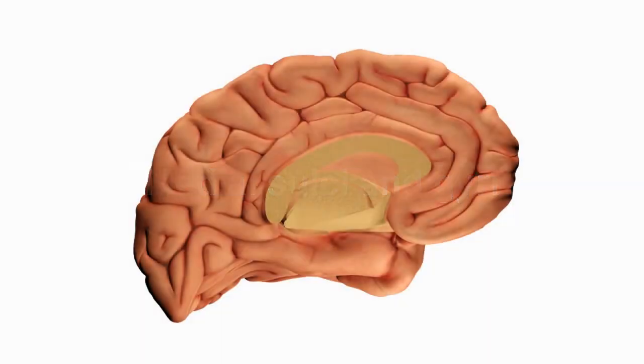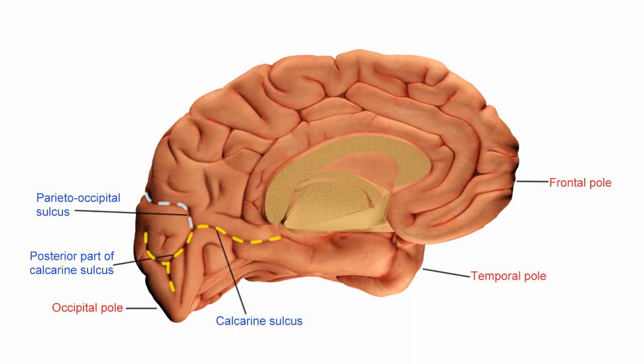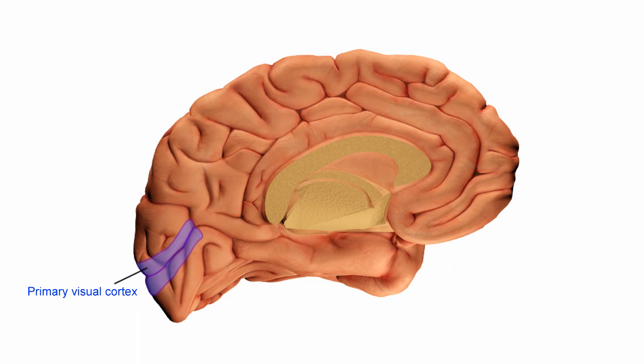On the medial surface of the brain there are several important sulci and gyri. The calcarine sulcus extends from the most posterior region of the brain, the occipital pole, to join the parieto-occipital sulcus, which forms the boundary between the parietal and occipital lobes. The combined sulcus then continues on, ending just below the splenium of the corpus callosum. The region either side of the calcarine sulcus is the primary visual cortex.